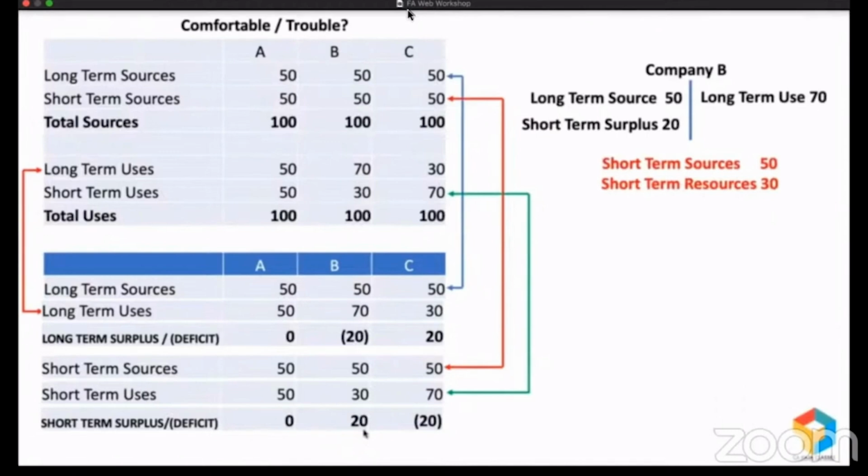But if you look at company C, they've raised 50 million long-term, they've spent only 30 million, they had a surplus of 20 million. And that surplus of 20 million along with short-term fund of 50 million, they've created short-term use of 70 million. And if you look at it from the other side, within 1 year they are supposed to pay 50 million, and for paying that 50 million, what are the resources they have? 70 million. That's why we say company C is in a comfortable situation.